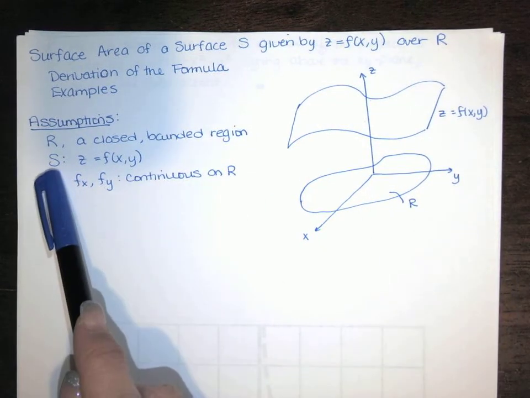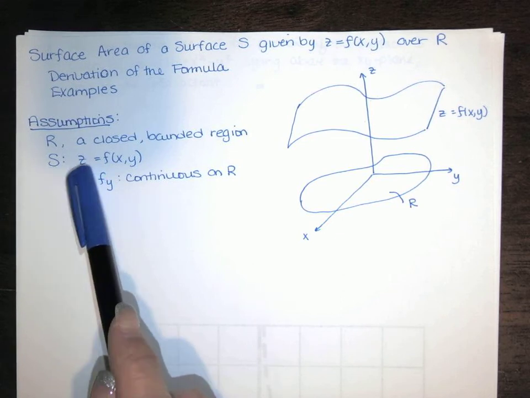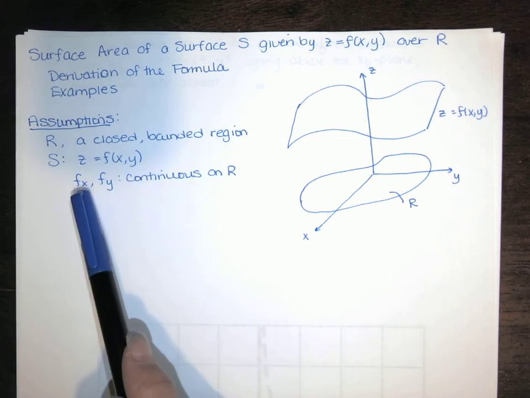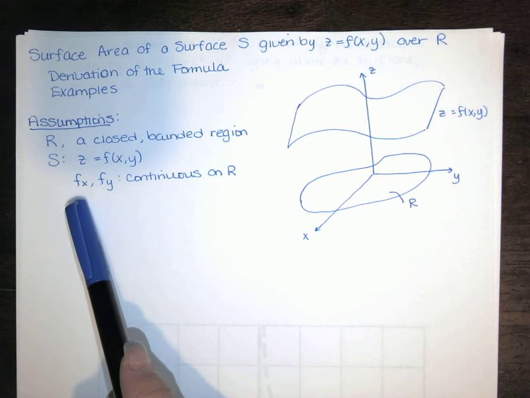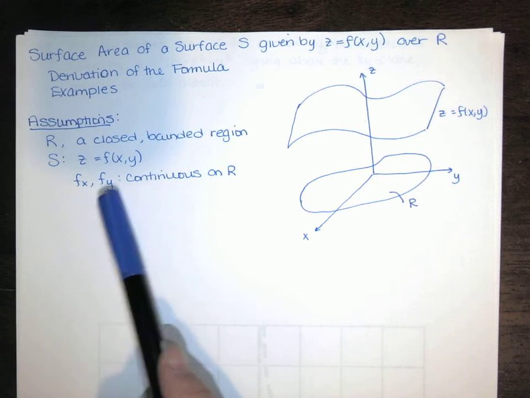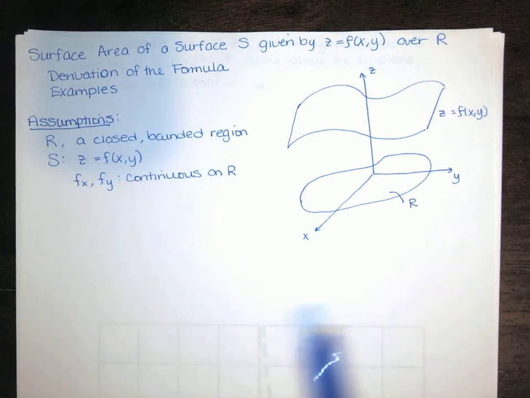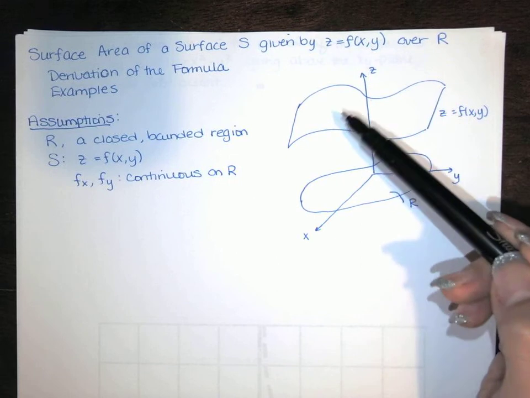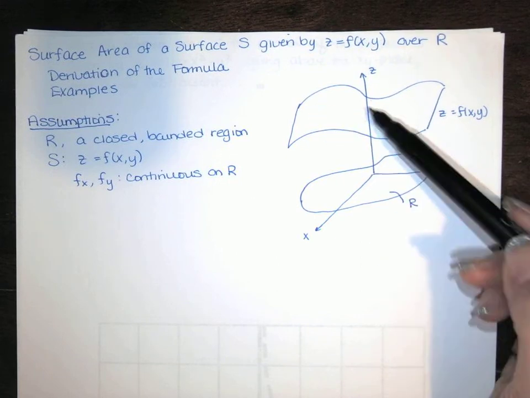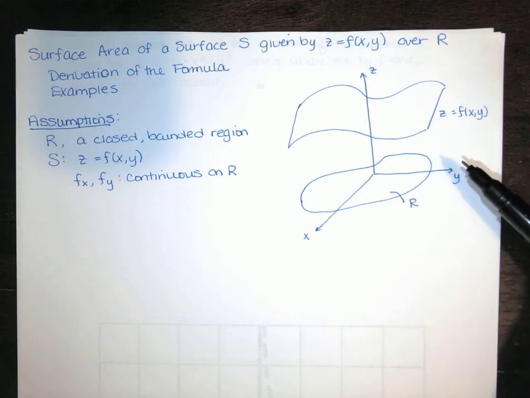And we are finding the area of a surface S given by this function, and we want the partial of f with respect to x and the partial of f with respect to y to be continuous on R. Provided those assumptions are true, then we can go through this derivation. So basically what we're trying to do is find the area of this surface over here that lies above the region R.